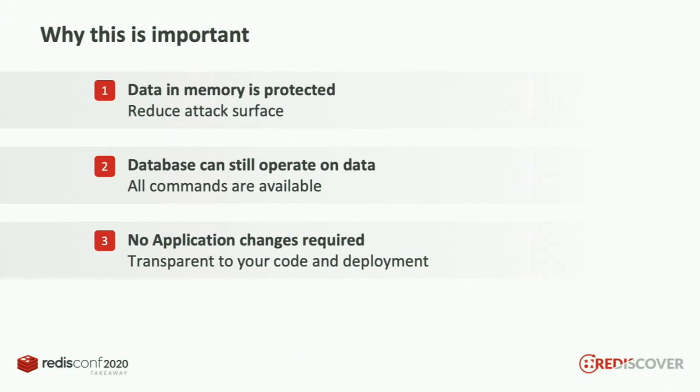So why is that important? Well, a couple of critical things. First, it means that data in memory is now protected. It's now encrypted. So if I do a core dump of that process or inspect the memory, all I see is encrypted data.